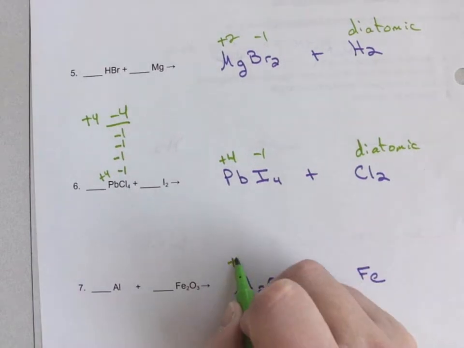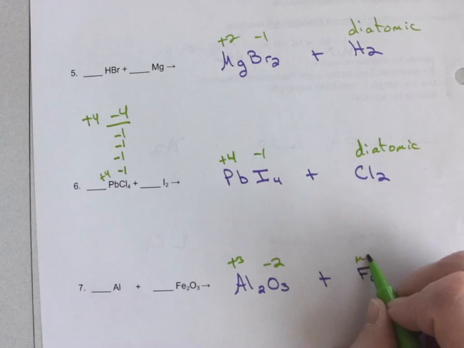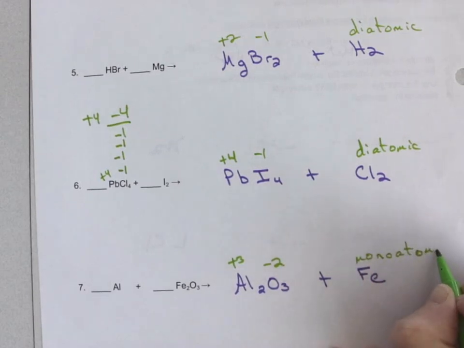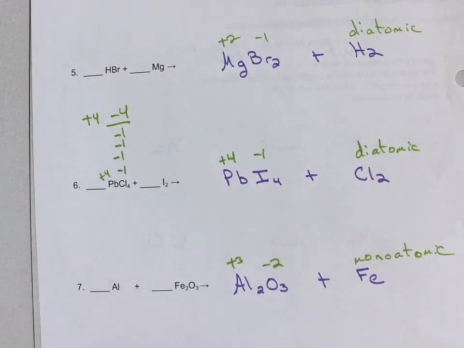Here aluminum is +3, oxygen is -2, so we need 2 and 3. And then iron is not a diatomic, so it's just by itself. Questions about those? Good with that? All right, let's move on to double replacement reactions.